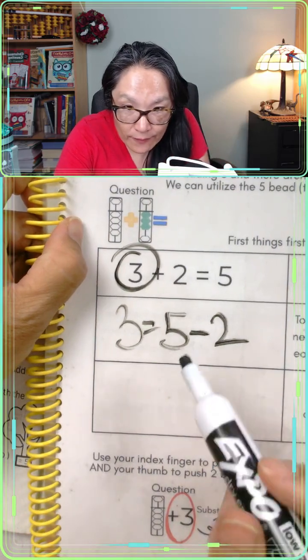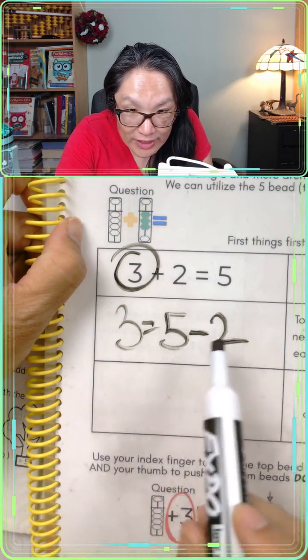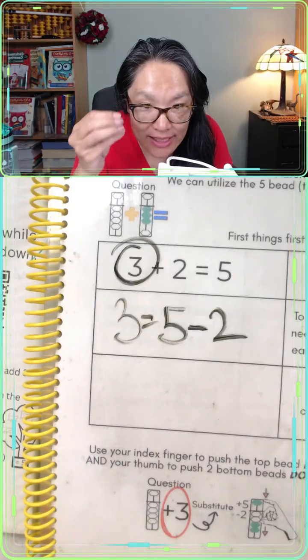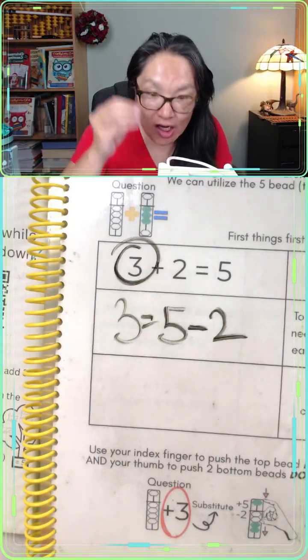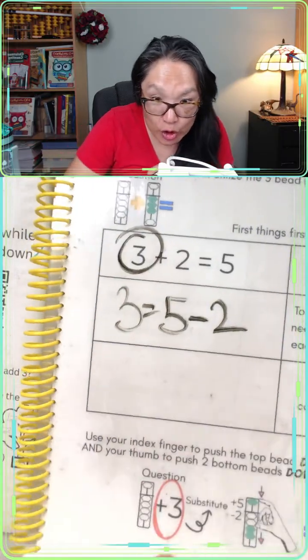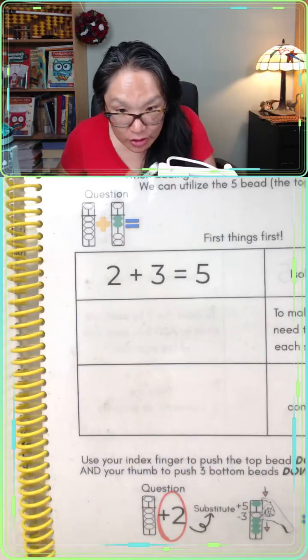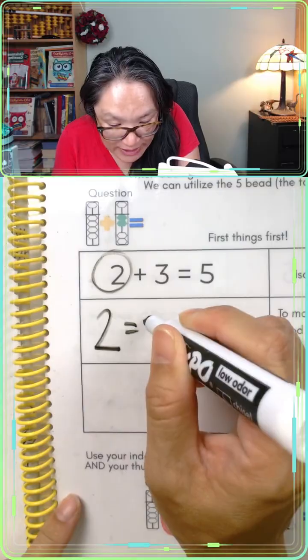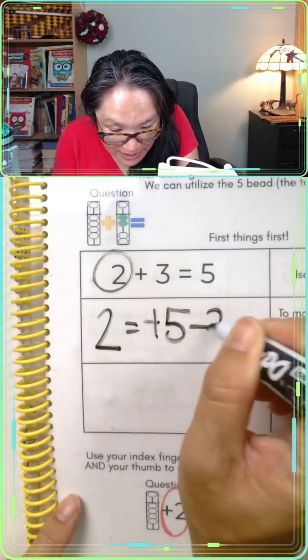Does that make sense, Rachel? Okay, so we're doing the same thing. Yes! We're now understanding the concept, and now we can compound it. We can compound our knowledge. We can do it again with the 2. When we do the 2, it's the same thing. We add the 2. We need to plus the 5 minus the 3.